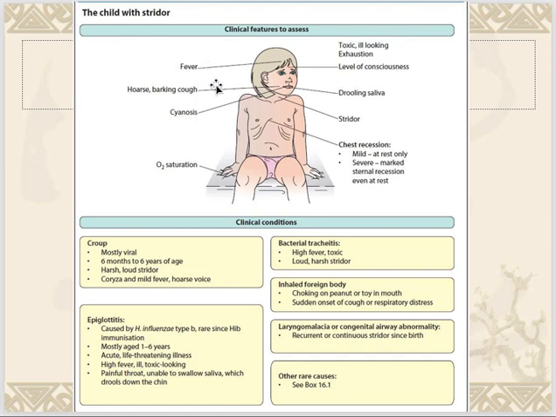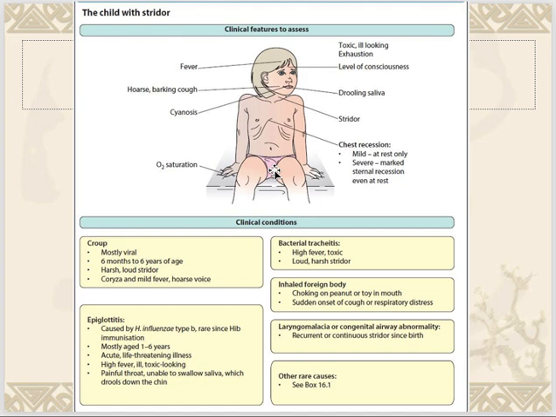Now for example, whenever any child comes with stridor, hoarseness, or suprasternal retraction, basically the disease is above the thoracic inlet. Above the thoracic inlet means what? It's an upper respiratory tract problem. Now there could be many causes of that. For example, it could be croup. I will discuss in a while what croup is.